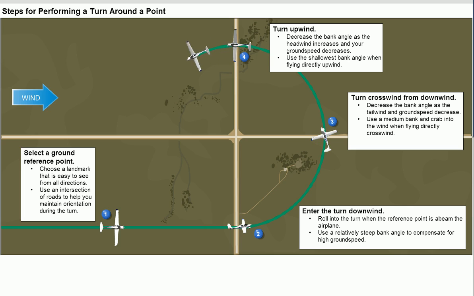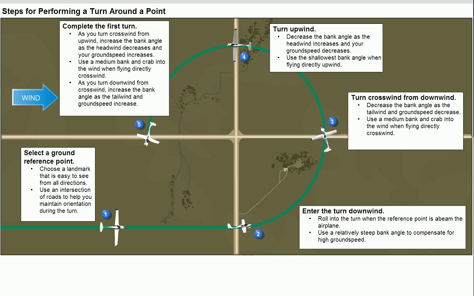You normally perform more than one 360-degree turn, but to complete the first turn, as you turn crosswind from upwind, increase the bank angle as the headwind decreases and your ground speed increases. Use a medium bank and crab into the wind when flying directly crosswind. As you turn downwind from crosswind, increase the bank angle as the tailwind and ground speed increase.